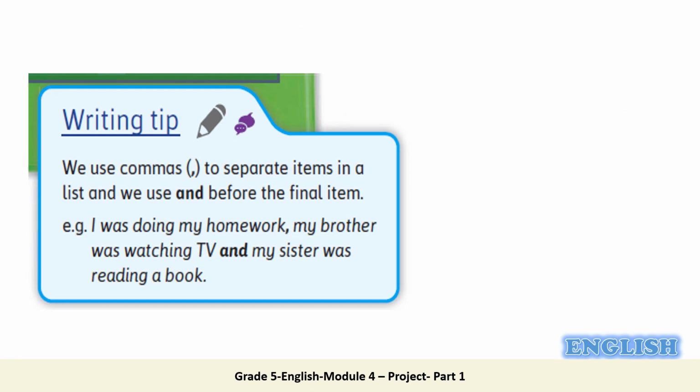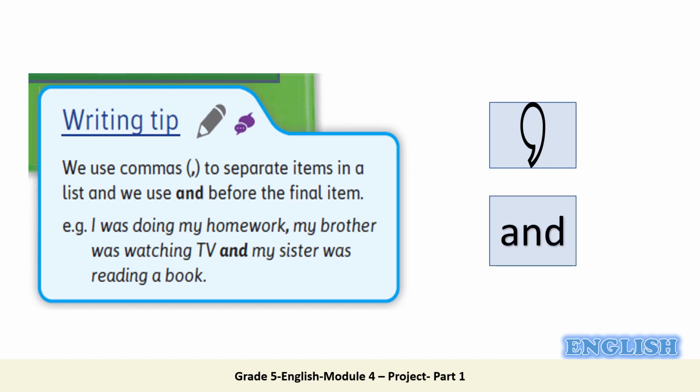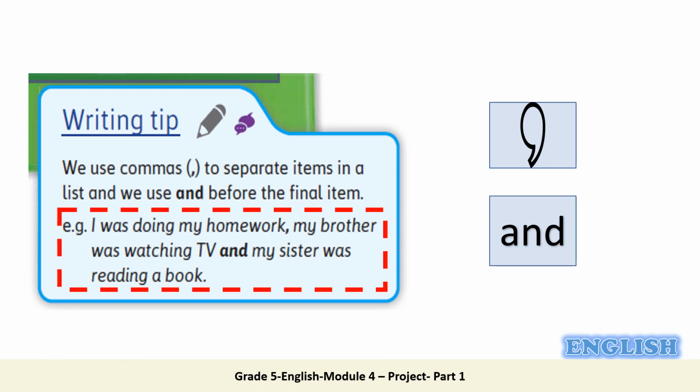We need to follow this writing tab to make our writing better. We have to use comma to separate items in a list. And we use "and" before the final item. Let's read this example. I was doing my homework, my brother was watching TV, and my sister was reading a book. And notice here when we used "and" before the final item.